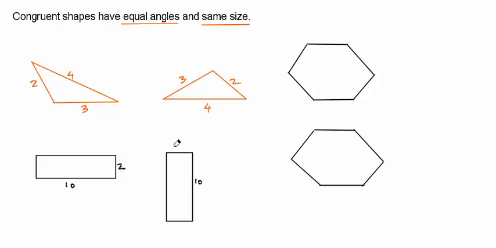Let's say this is 2. So this one also has to be 2. The perimeter, the area, everything has to be the same. Only then could we say the two shapes are congruent, or in other words, identical to one another.